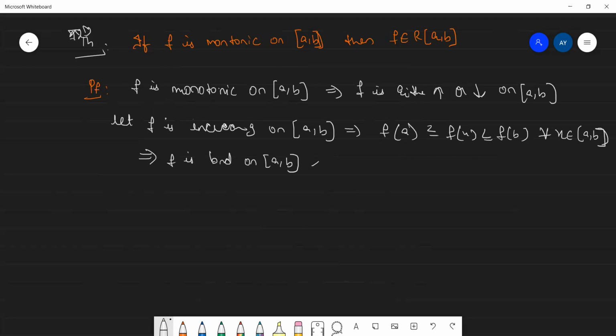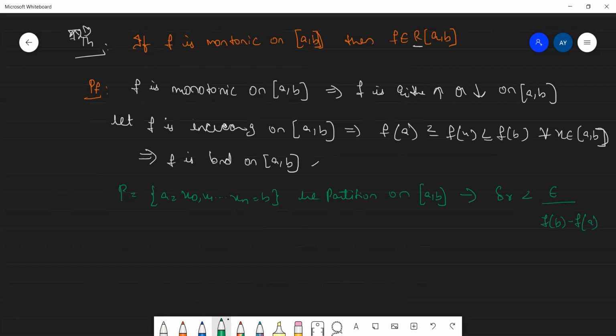As it is bounded, we have to prove it is Riemann integrable. To prove that, first we have to define the partition. Let P equal a equals x naught, x1, and so on up to xn equals b be a partition on the closed interval [a, b] such that delta x is less than epsilon by f of b minus f of a.